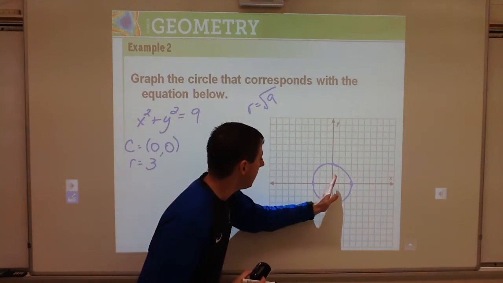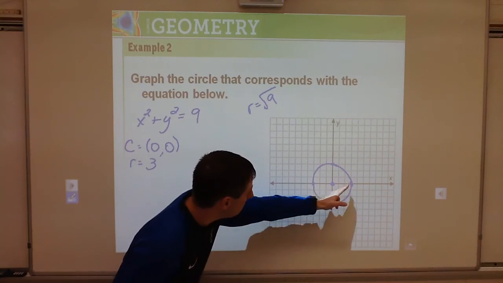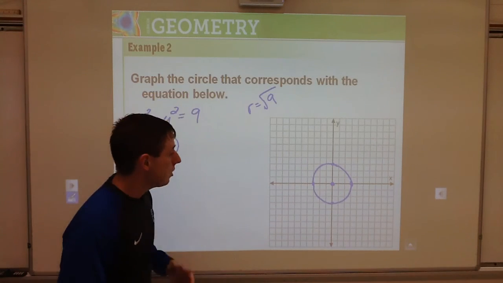Alright, so you make 4 points going out the same distance each way, because that's your radius. So go out the same distance in each direction, you've got your radius, and you then have your circle.